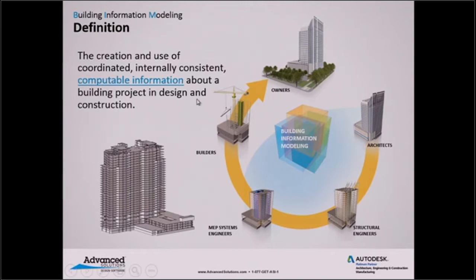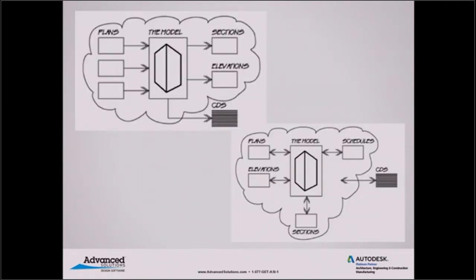The big thing here that's highlighted, computable information, and this is kind of a distinct difference between a lot of other CAD programs and a building information model, is the information that's in the model and what you can do with it, that you can run calculations on it. You can do analysis, energy analysis, structure analysis, all those sorts of things based on the information in the model. And that's a distinct difference between AutoCAD and Revit and some other CAD programs out there. Okay.